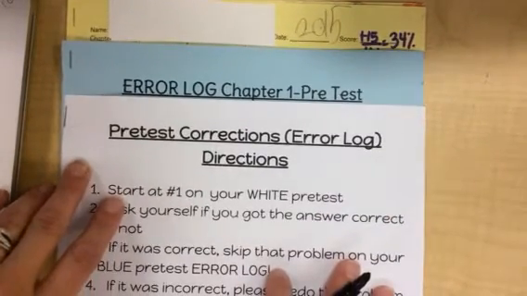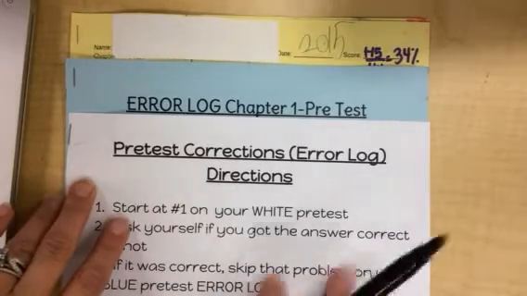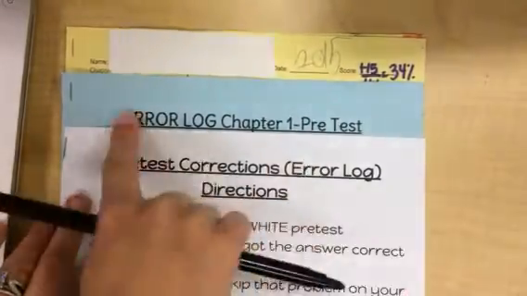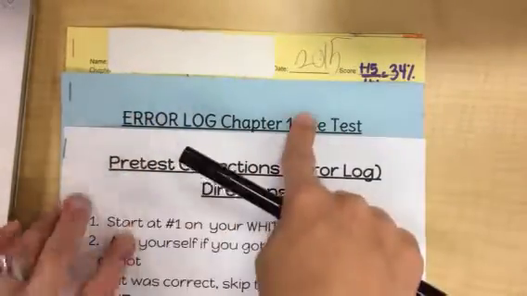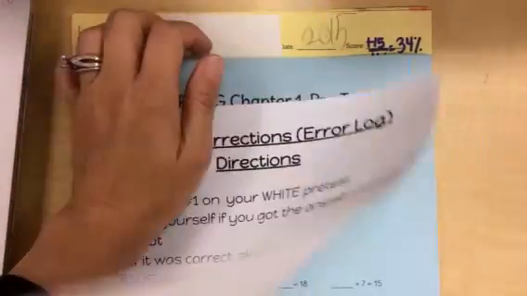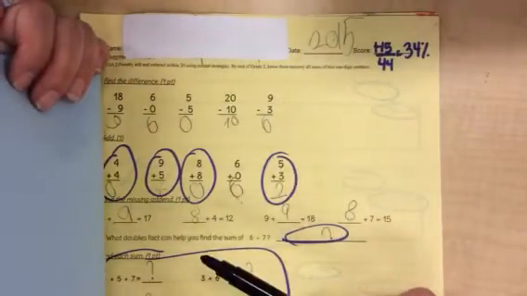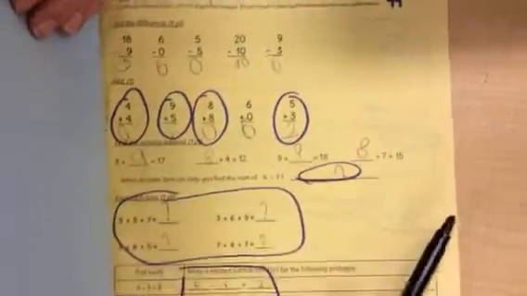So you're going to see 3 things coming home tonight. The pre-test correction directions on how to do it. They're going to have a shade of blue, an error log for the pre-test that's completely blank, or if they worked with me today, they have part of it filled in. And then their actual test. So this is their pre-test.